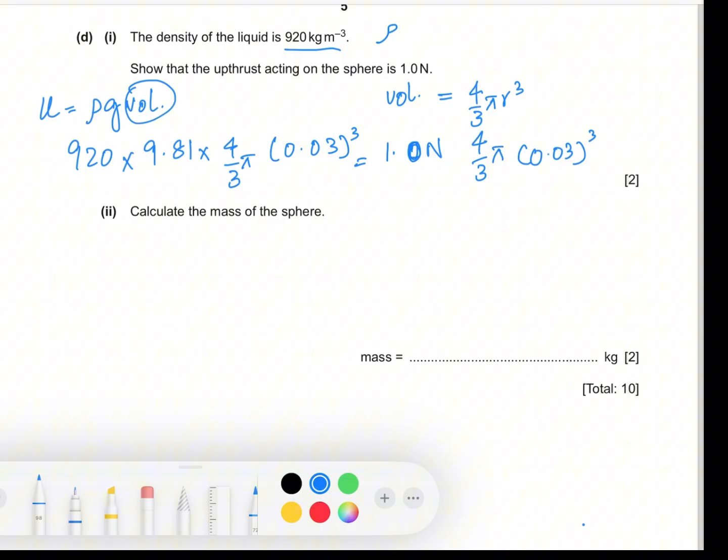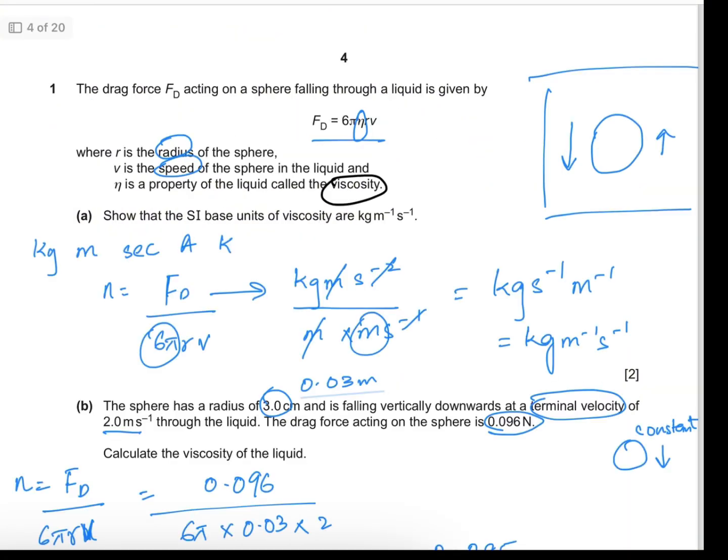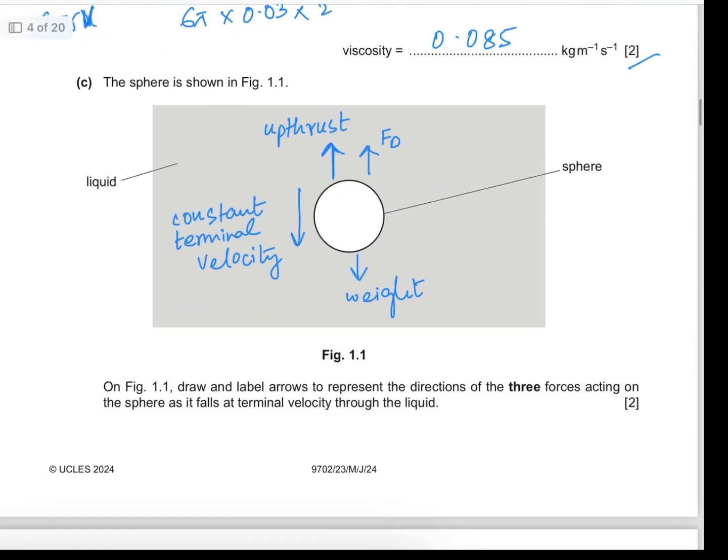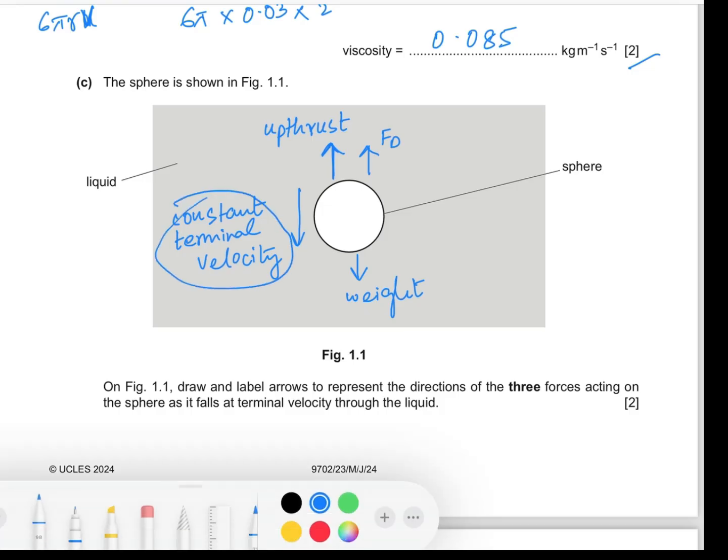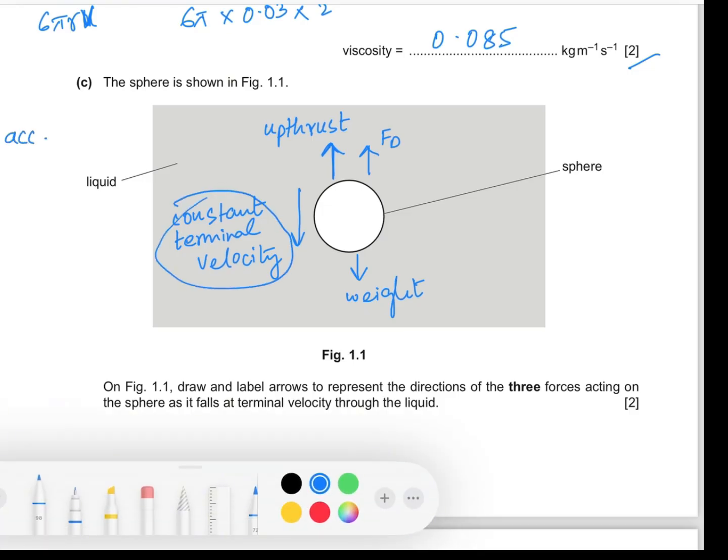Part 2, calculate the mass of the sphere. To answer this question, you will need to understand the concept of terminal velocity. When an object moves with constant velocity, meaning its acceleration is 0, and according to Newton's second law, resultant force is equal to mass into acceleration, or in other words, the net force is proportional to acceleration. When acceleration is 0, the net force acting on an object must also be 0.